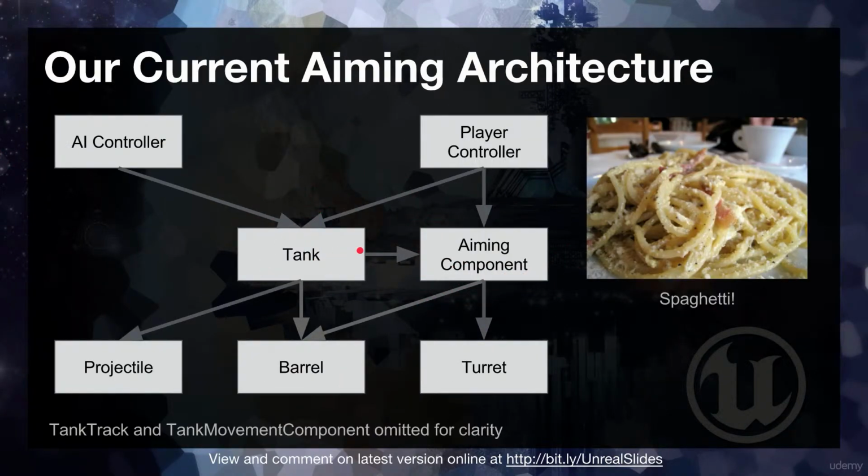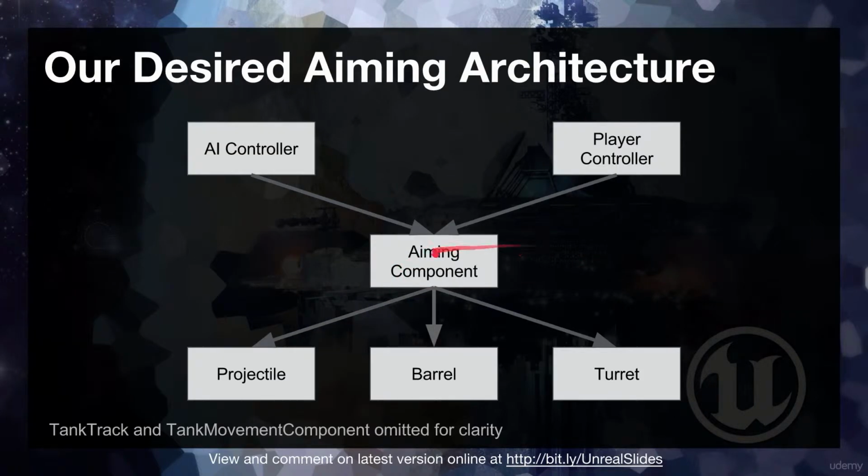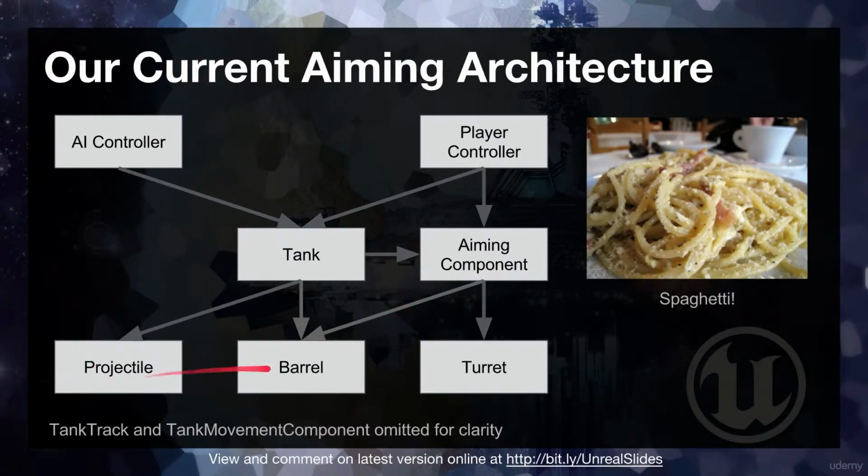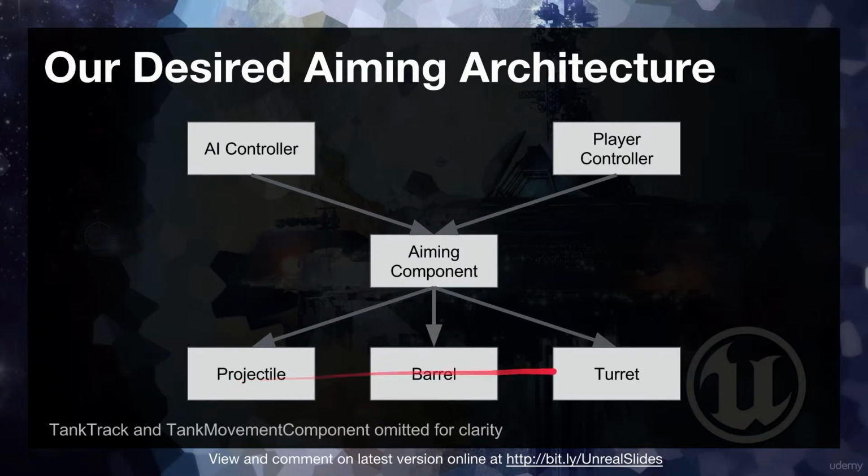Okay, so we don't have a tank at all. The aiming component is still here, but it's just in the middle now. And then projectile, barrel, and turret are at the bottom, but look how simple and clean this is. For aiming, the AI controller and the player controller just talk straight to the aiming component. The aiming component needs the projectile, the barrel, and the turret to do its job. Simple. And it's not that hard for us to get to that architecture.